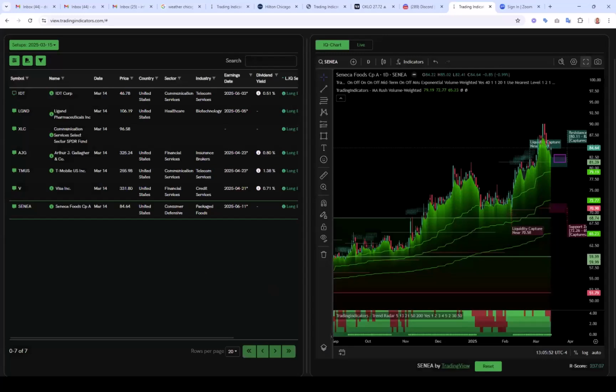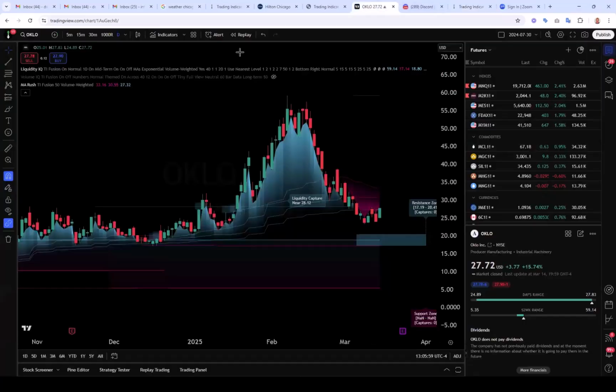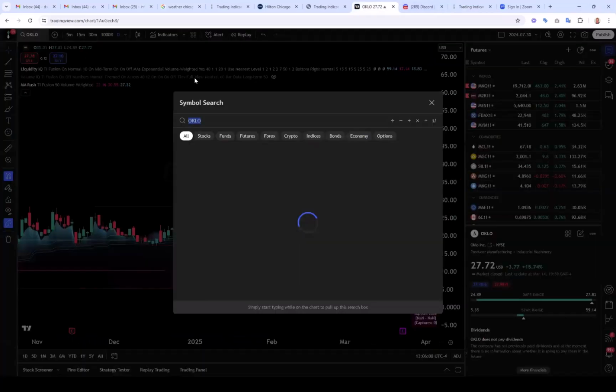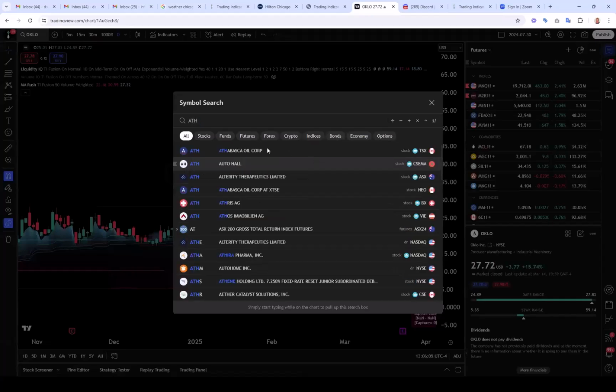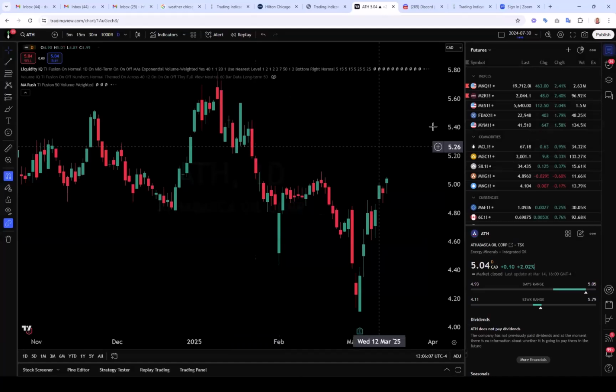Awesome. Okay, so let's start off. Could we go to tradingview.com because this symbol is not on our dashboard? At least I don't think it is. It's called Athabasca Oil Corporation, ATH.TO. So ATH.TO on the TSX. Yeah, this one here.